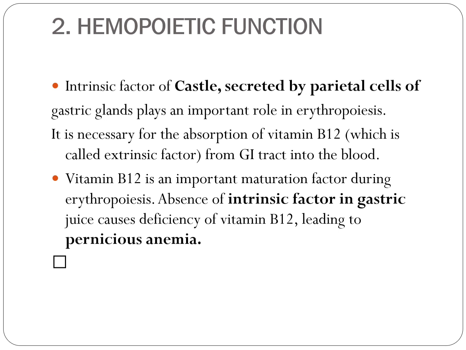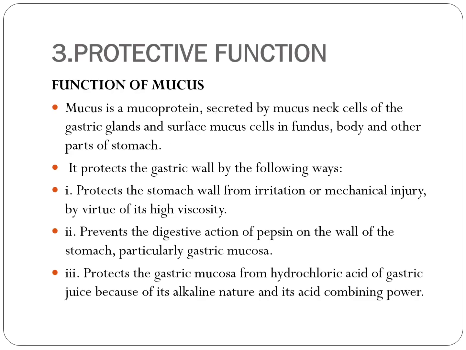The next function, hemopoietic function. Intrinsic factor of Castle, secreted by parietal cells of gastric gland, plays an important role in erythropoiesis. It is necessary for the absorption of vitamin B12 from the gastrointestinal tract into the blood. Vitamin B12 is an important maturation factor during erythropoiesis. Absence of intrinsic factor in gastric juice causes deficiency of vitamin B12 leading to pernicious anemia.